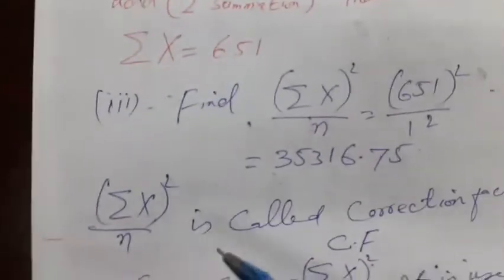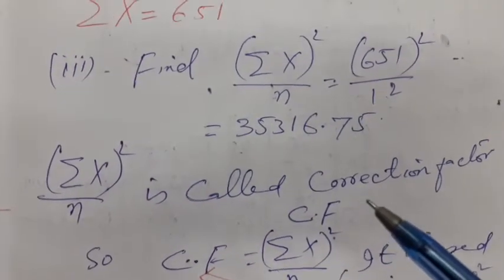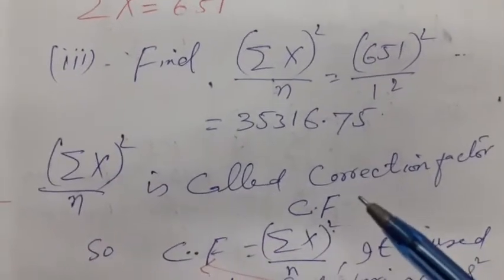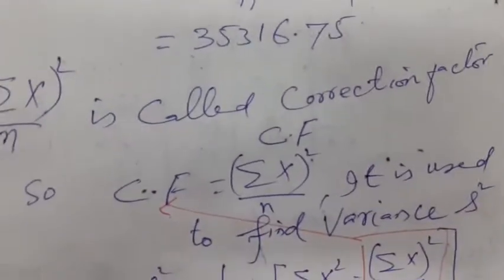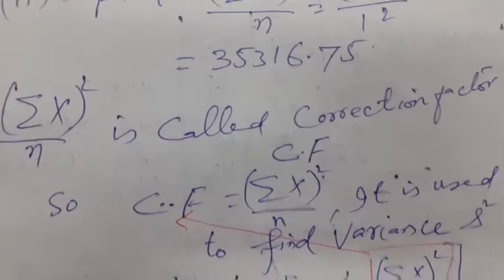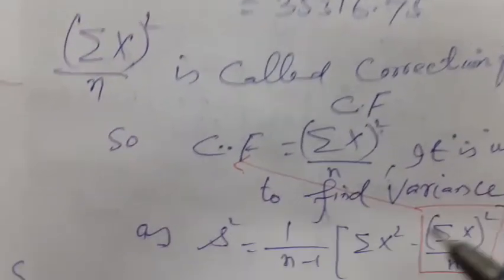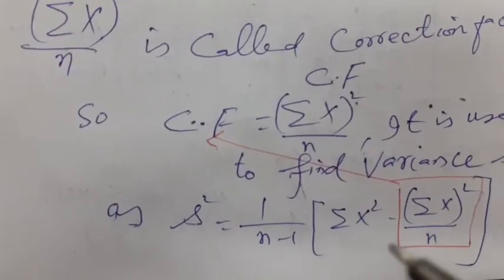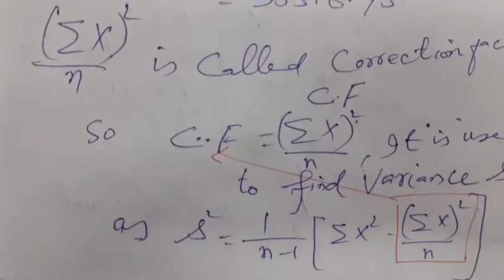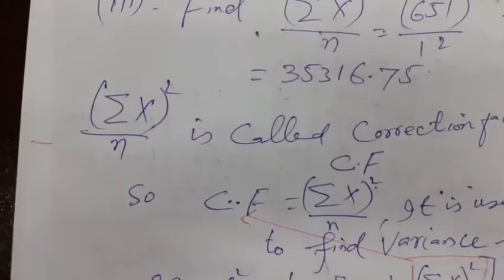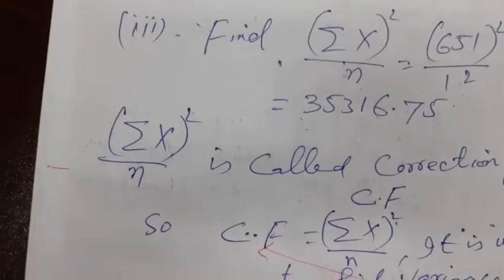Summation x, whole squared, over n is called the correction factor. Correction factor is used to find the sample variance s squared. Sample variance s squared is equal to 1 over n minus 1 times summation x squared minus summation x whole squared over n. So actually, in the first step we have found the correction factor.